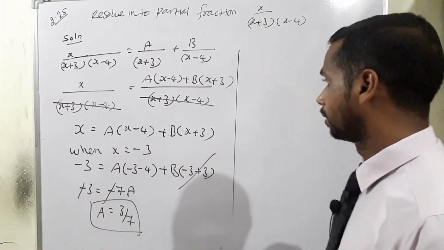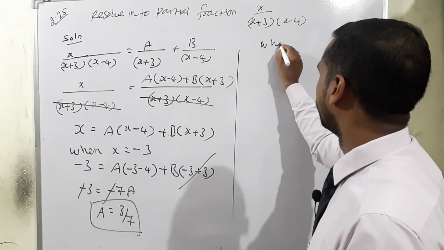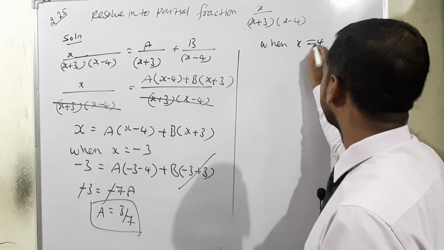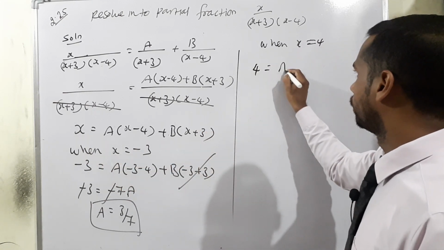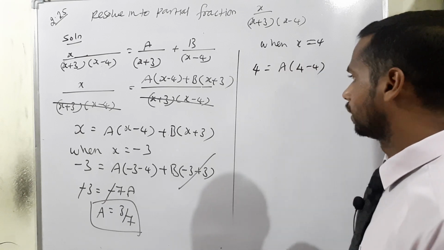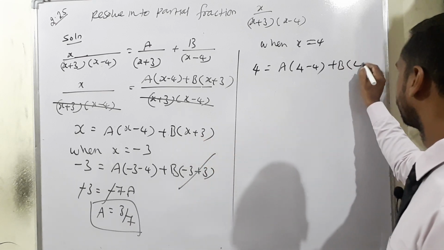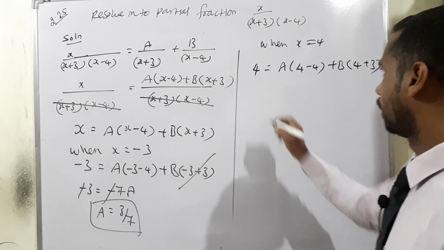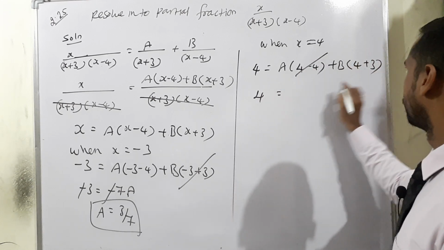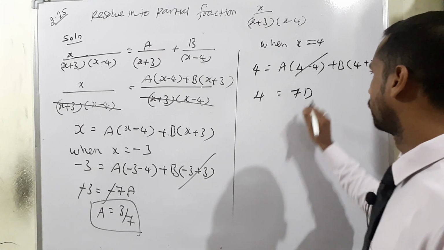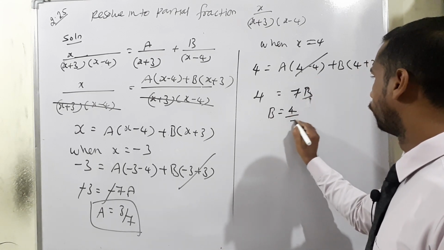To find out b, x is equal to positive 4. So when x is equal to positive 4, what will happen? Instead of x, we apply 4 is equal to a into 4 minus 4, then plus b into 4 plus 3. Therefore, the a term will be cancelled now. Then 4 plus 3, 7b. Therefore, b is equal to 4 by 7.